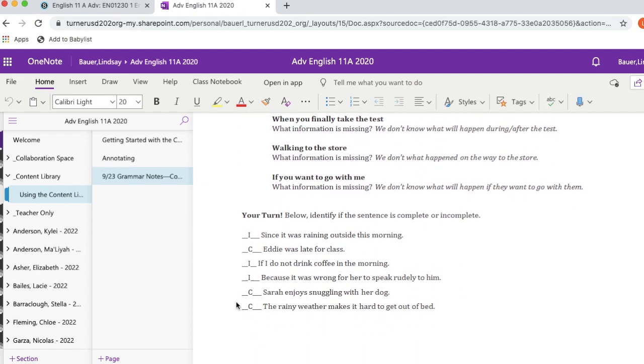Down below, I've actually already done this for you, but this is just looking at the things that are marked I are incomplete sentences. Things that are marked C are complete sentences. So that's all you need to know today.